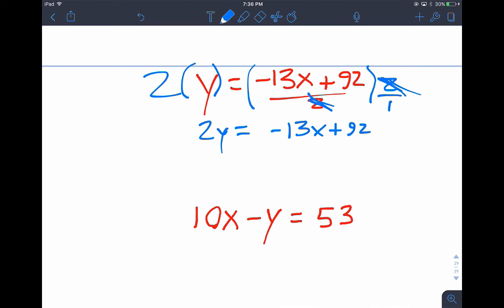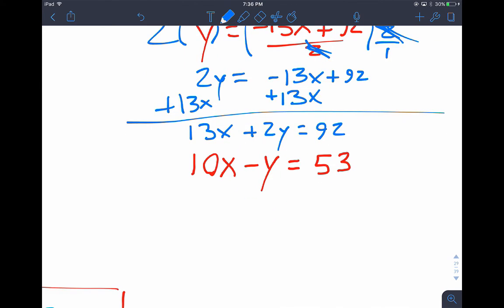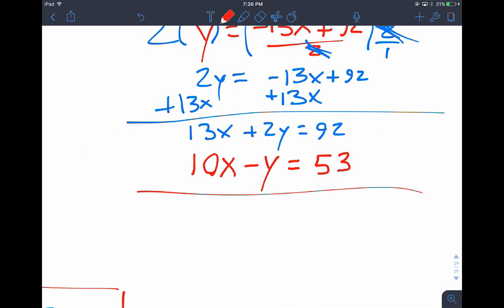Okay, another step I want to do here: I want to get it in standard form, just like this other equation. So I'm going to add 13x. So I'm going to write this here, 13x plus 2y, and then equals 92. Now those are my two equations there. I just kind of manipulated some of them. So now what I want to do here is add these two equations to where either the x's will cancel out or the y's will cancel out.